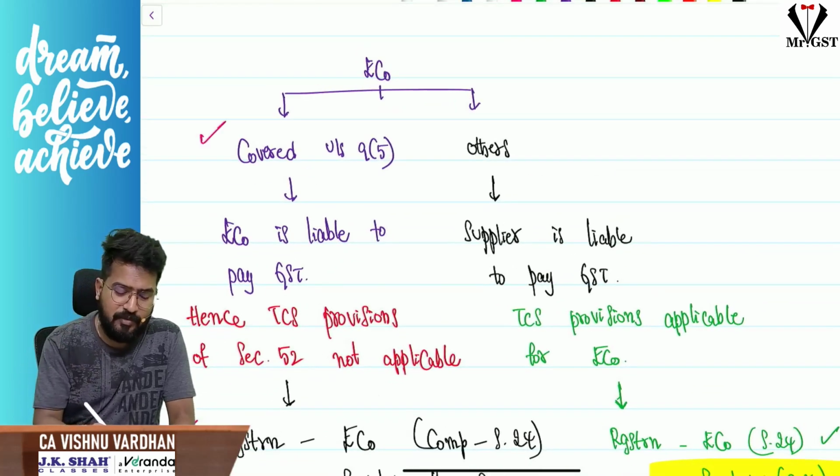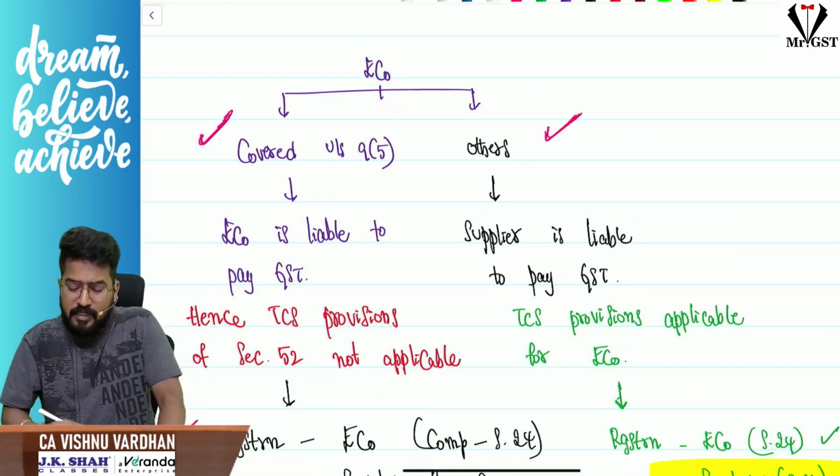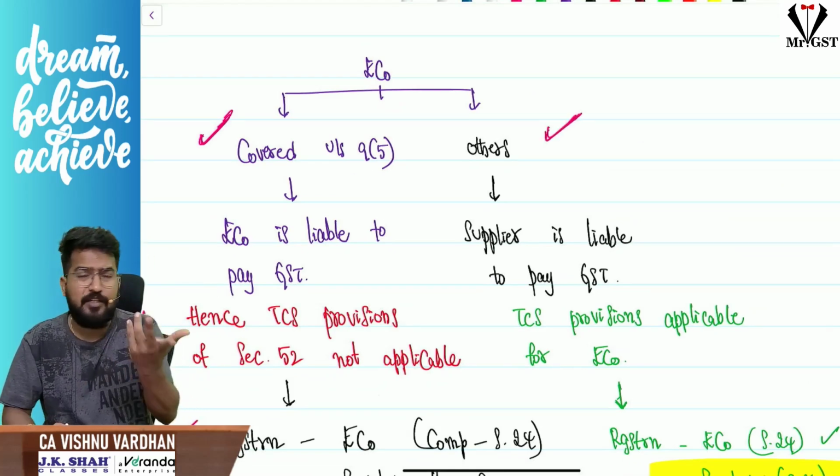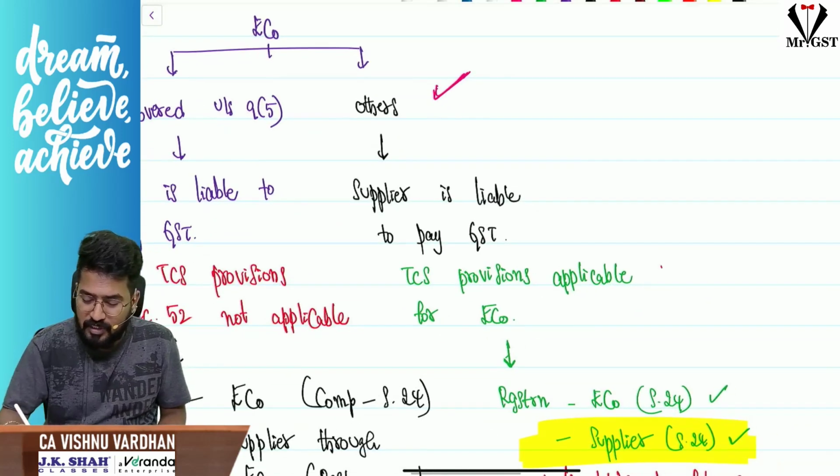For example, we can take Ola, Uber, all that. Here, if you come to Amazon, Flipkart, all that, sir, here the supplier is only liable to pay GST. The e-commerce operator doesn't have any responsibility to pay GST here. So TCS provisions are applicable in this case.